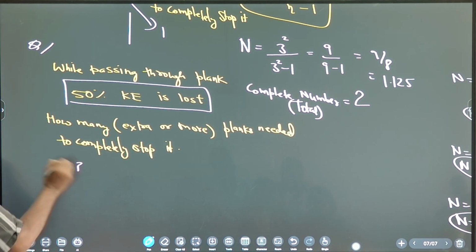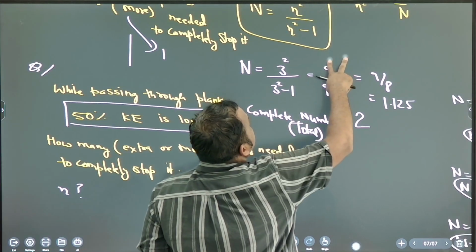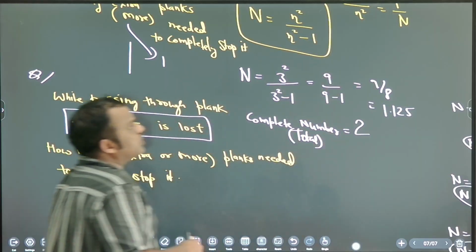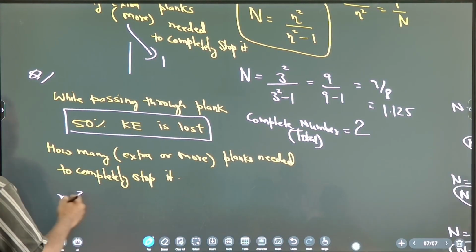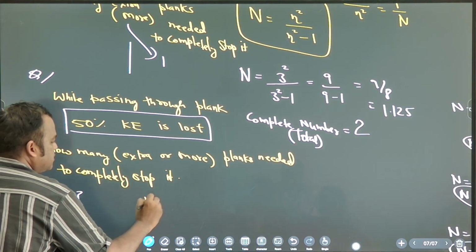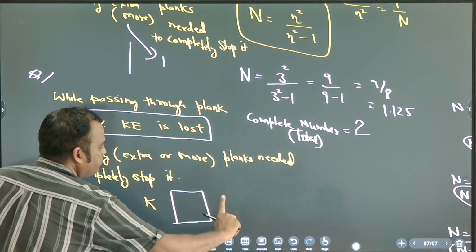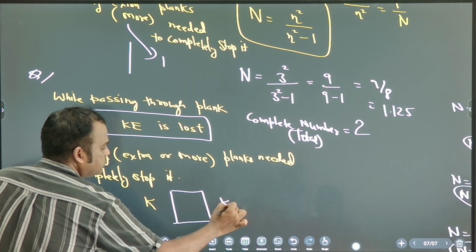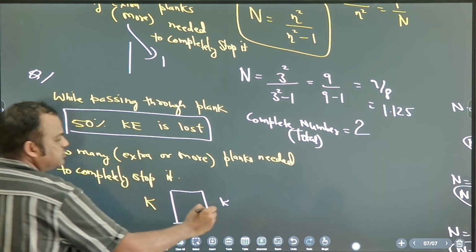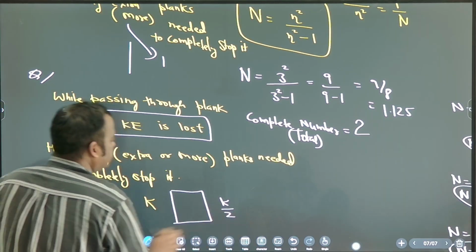How to find small n? Once you find small n, then use this formula. What is capital N? N square by n square minus 1. Okay, how to find small n? Tell me. Suppose the initial kinetic energy is K. What is the kinetic energy after one plank? 50% lost. How much? K by 2. Good.